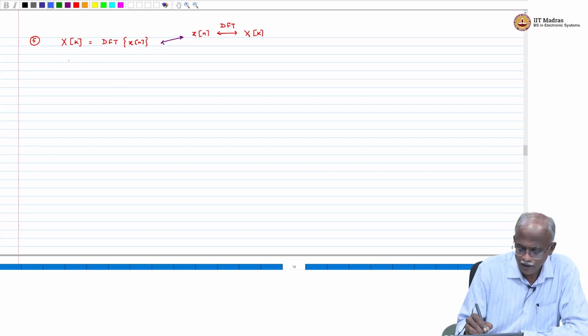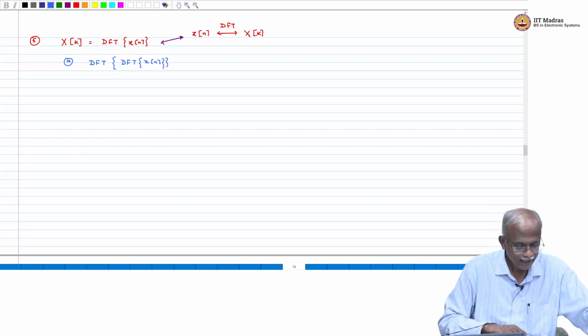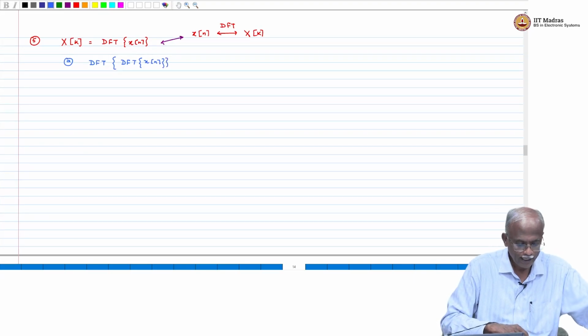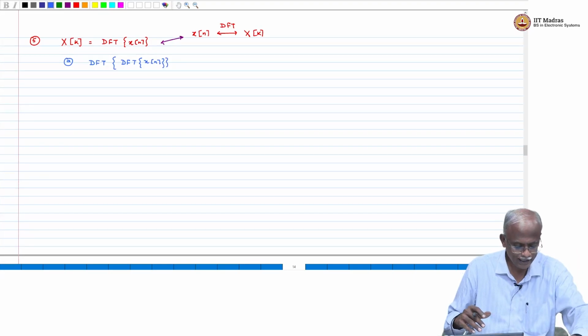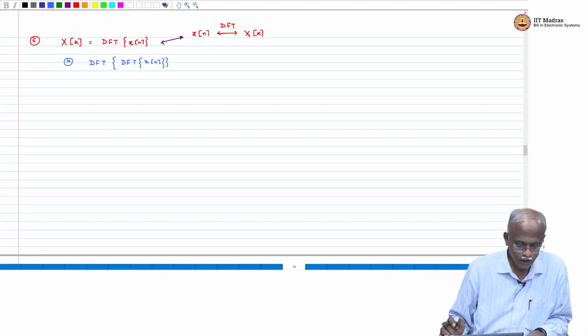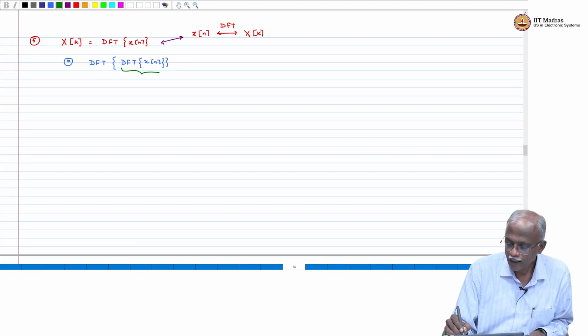The first thing that I want you to evaluate is what is the sequence you get when you take DFT of DFT of x of n. I hope you are following. I have a sequence x of n, I take its DFT and then I take its DFT a second time. So the first time, what do you get? This becomes X of k.